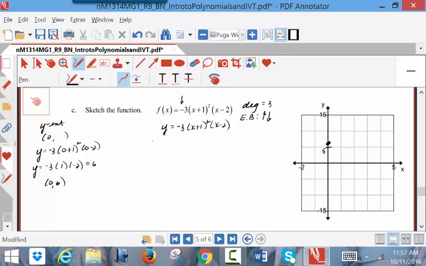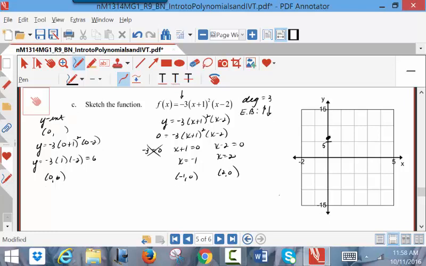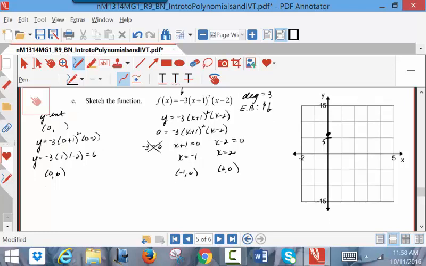Okay, so my zeros occur when my y value is 0. So negative 3 equaling 0 is going to give me nothing. x plus 1 equaling 0, and x minus 2 equaling 0. Okay, so multiplicity is going to tell me the cross or tap behavior.